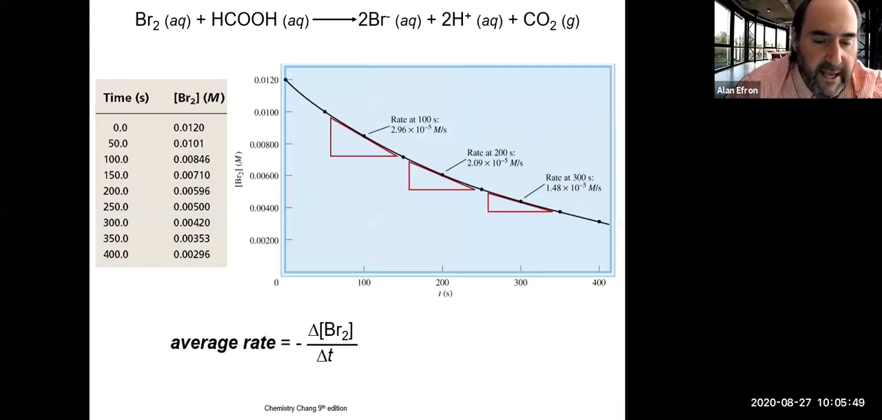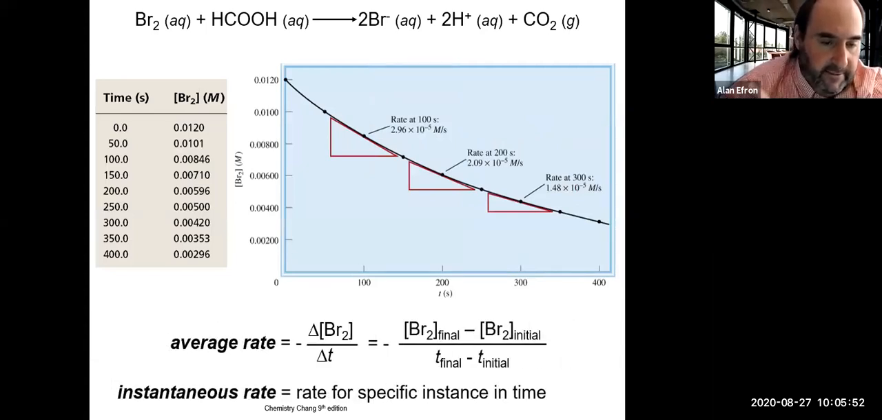So if we look at this particular reaction and we get some data points like we see here on the left, we have time versus concentration, which is very common information to obtain. We do see that with time, the concentration of Br2 is starting to decrease. We see it started up here, and as time goes on, it is starting to decrease. And we can really talk about a couple of different types of rates.